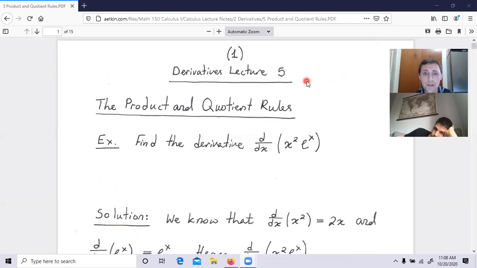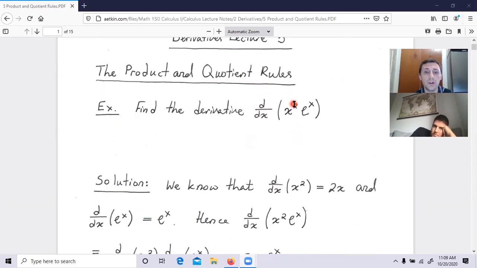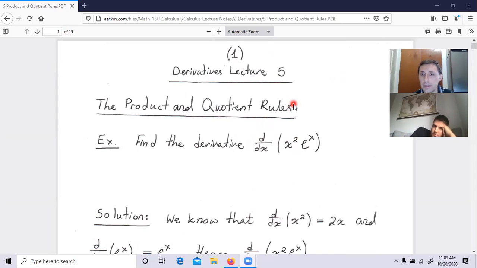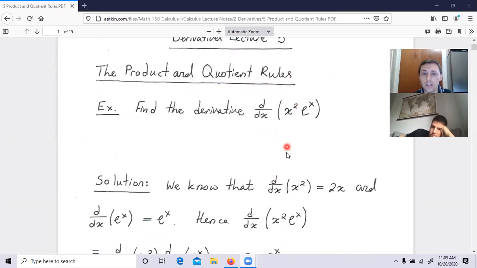Okay, let's see what is happening here. So of course, are you ready, guys? We can begin solving it. Yes. Of course, we know that the derivative of x squared is 2x, and the derivative of e to the x is e to the x.